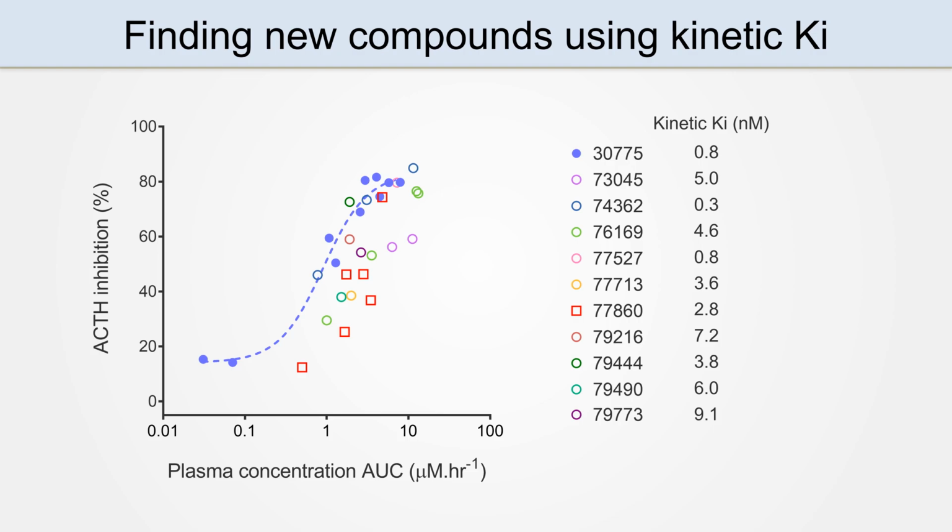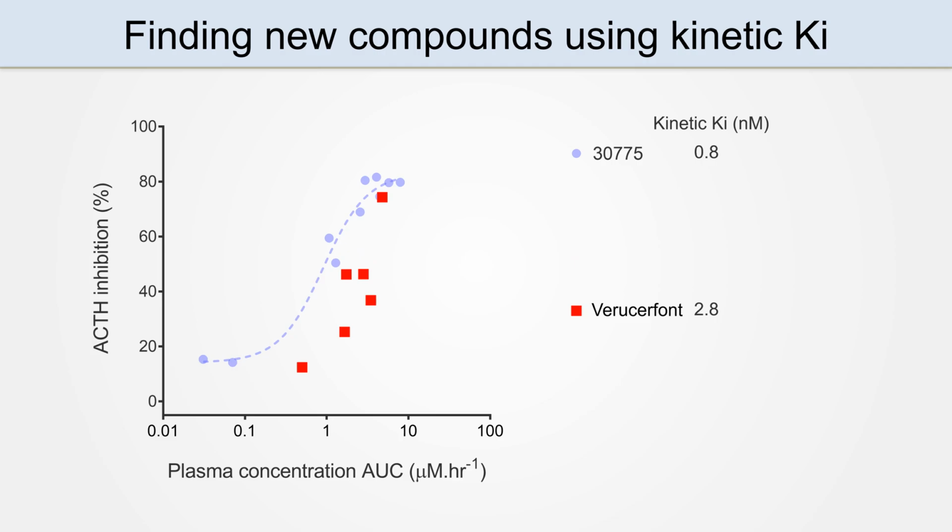Now we had solved this mystery, we decided to use the kinetic Ki to triage for in vivo testing in order to find new active molecules. This is our in vivo rat ACTH model with 775 shown as before. We were able to find numerous compounds that were active in the model, as you can see. This compound in red here became our lead compound and was renamed verucerfont.